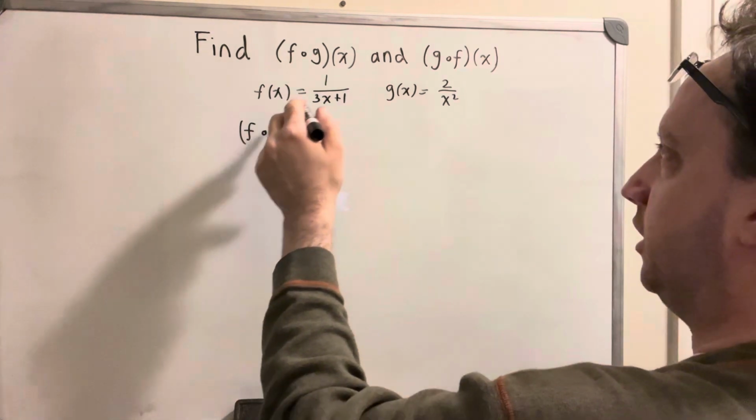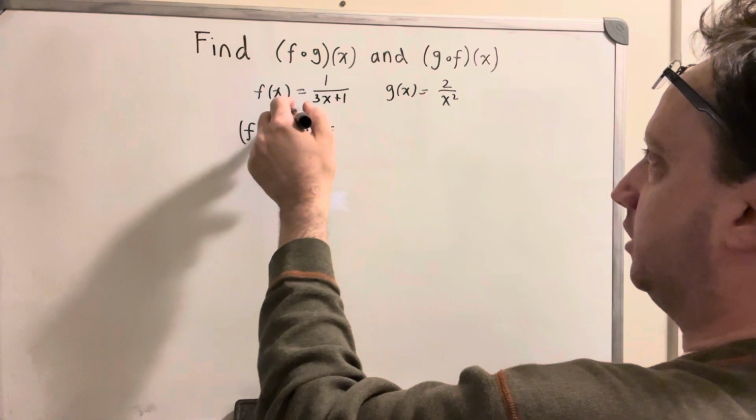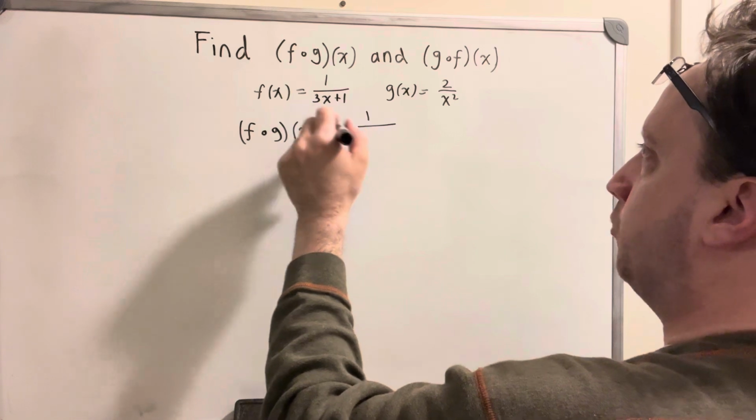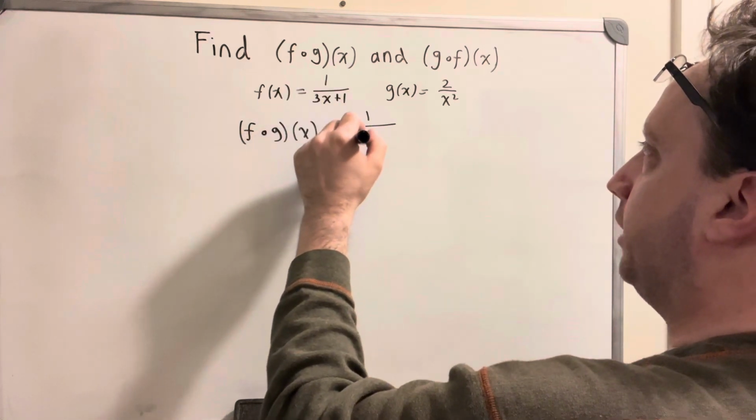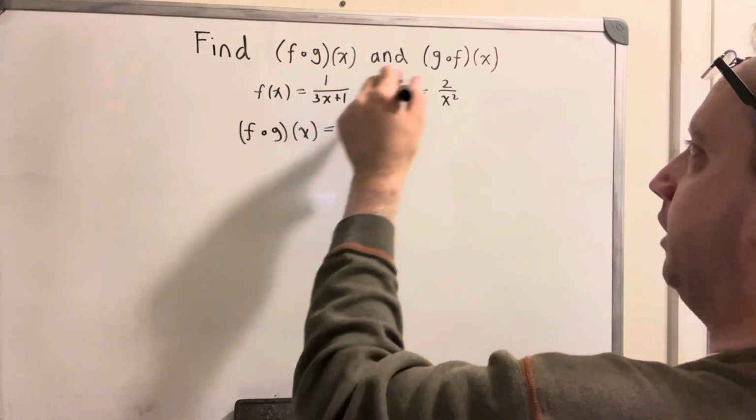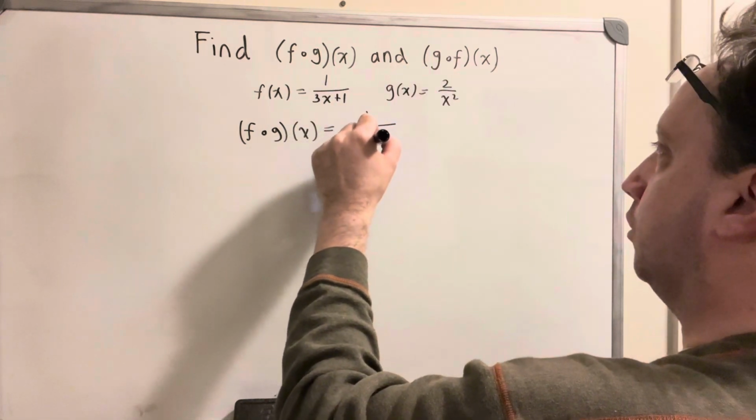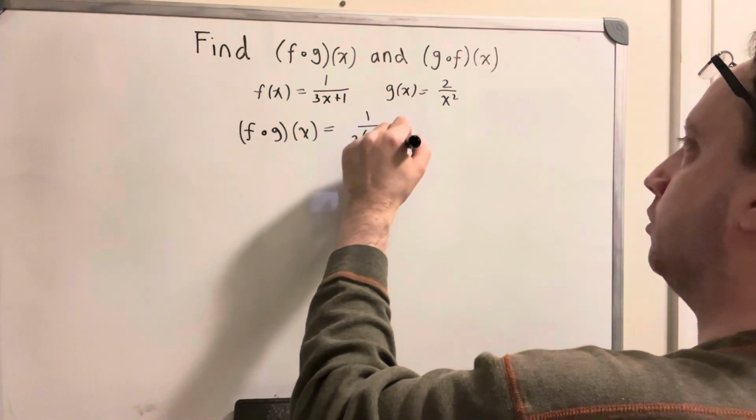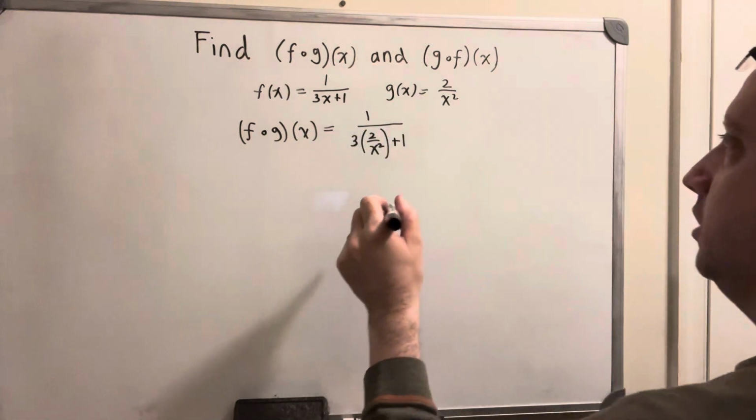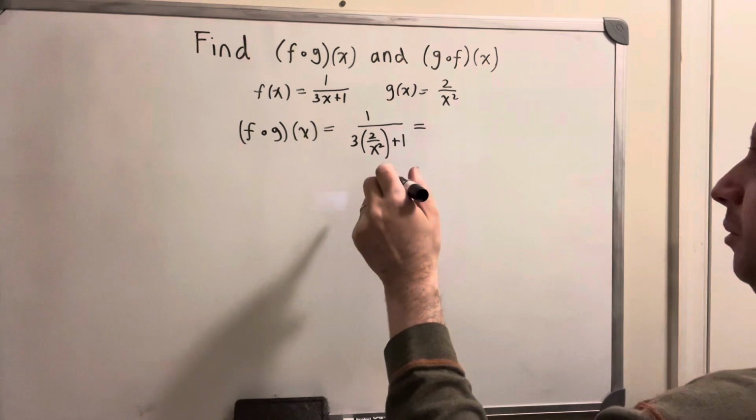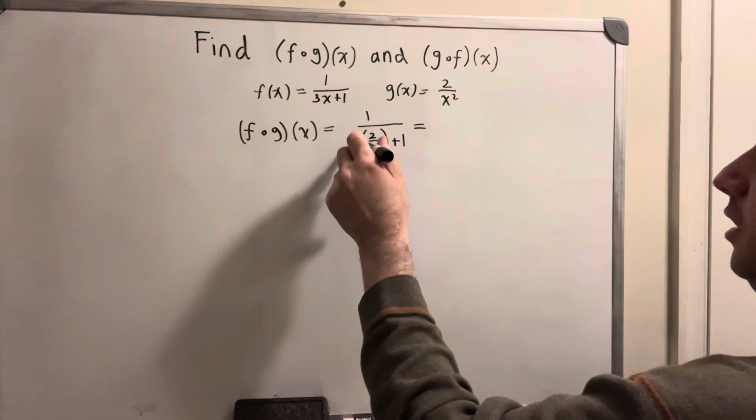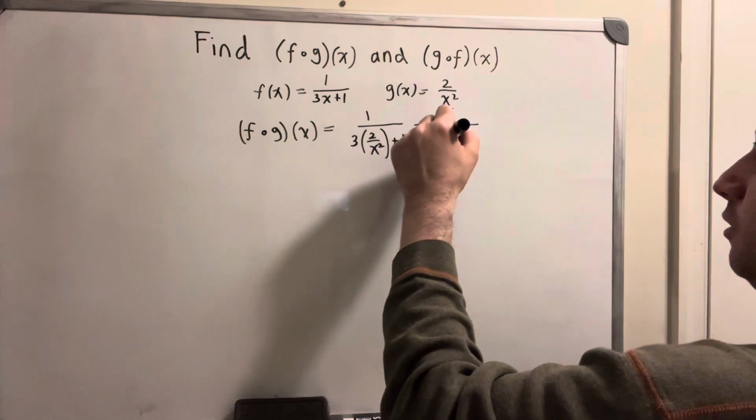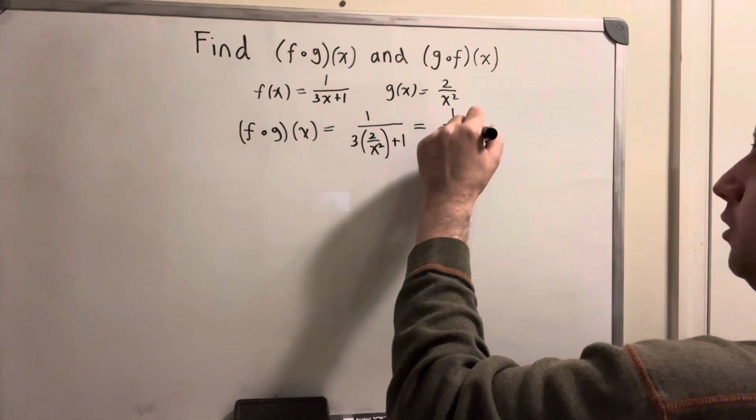Everywhere where there's an x in f of x, I'm going to replace it with g of x. So you got 1 over, this time I'm writing f of x first, 3, instead of x I'm writing 2 over x squared plus 1. Now let's see if we can simplify this. 3 times 2 is 6, so this is 1 over 6 over x squared plus 1.